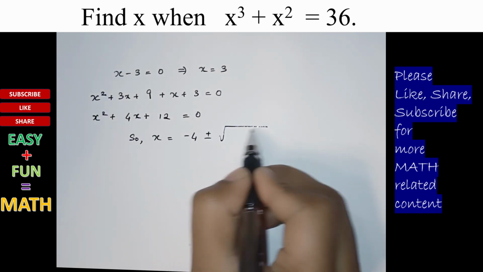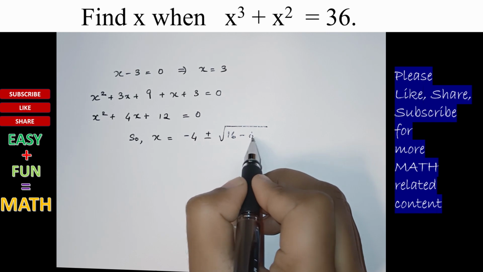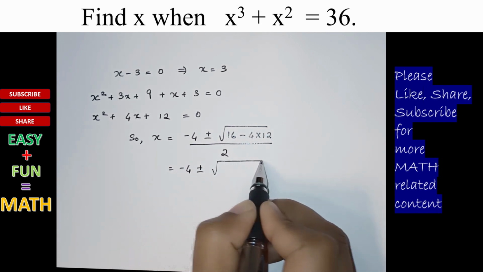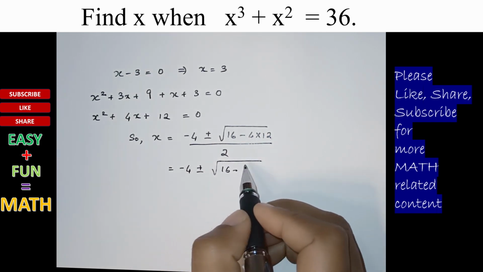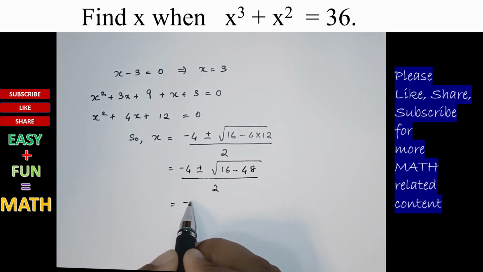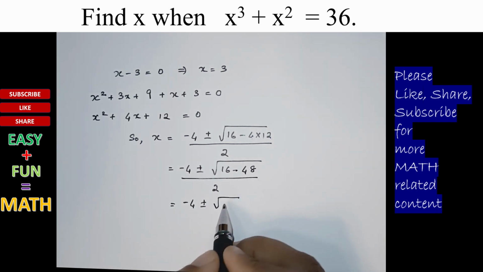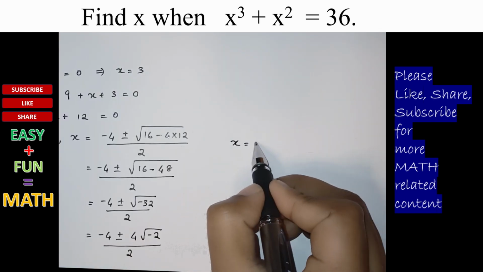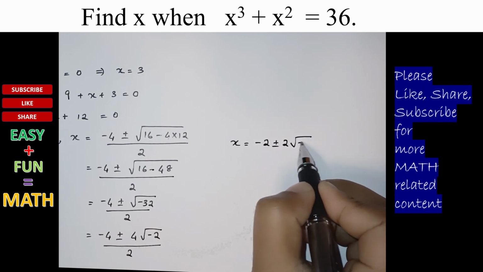And the solution is minus 4 plus or minus root of 16 minus 4 into 12 by 2. That is minus 4 plus or minus root of 16 minus 48 by 2, which is root of minus 32. And 32 can be written as 16 into 2 or 4 root of minus 2. That is minus 2 plus or minus 2 root of minus 2. And root of minus 1, we know that it is i.